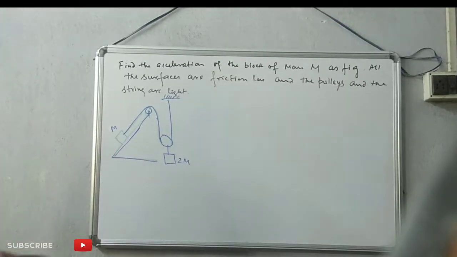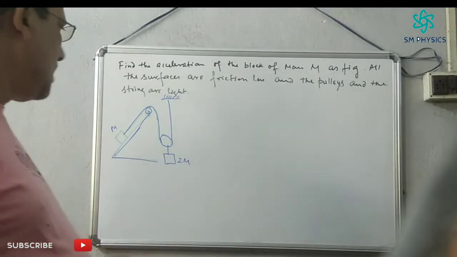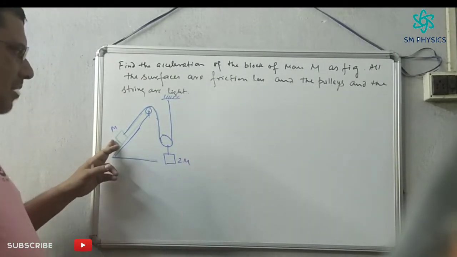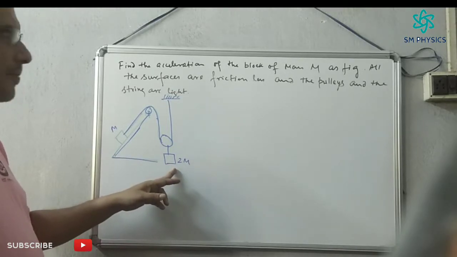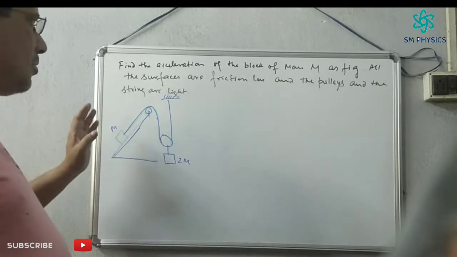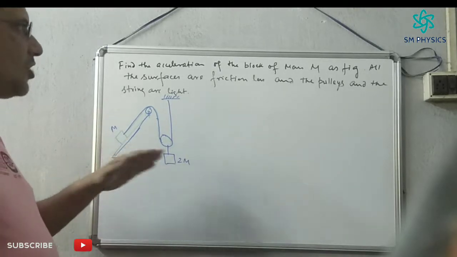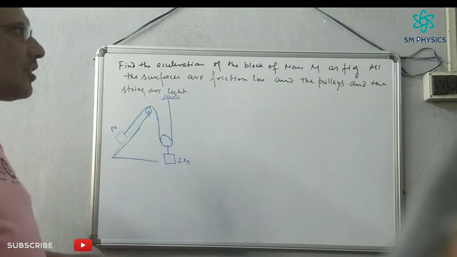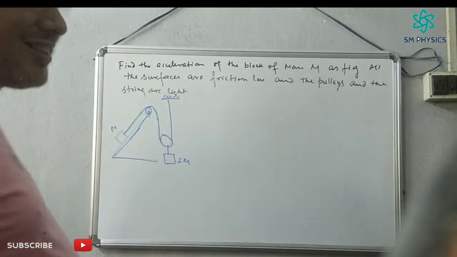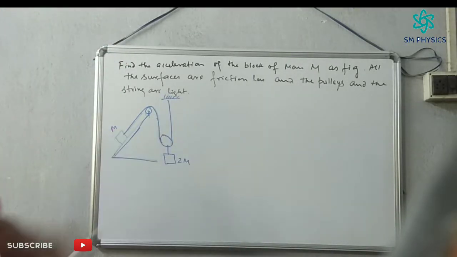Here is the figure and the problem is here. Find the acceleration of the block of mass small m. That means the small m mass is here and another block 2m is here. So you have to find out the acceleration of this block, and the system is frictionless. All the system is frictionless, and the pulleys and the springs are light. That means mass is neglected on the pulleys and the string.